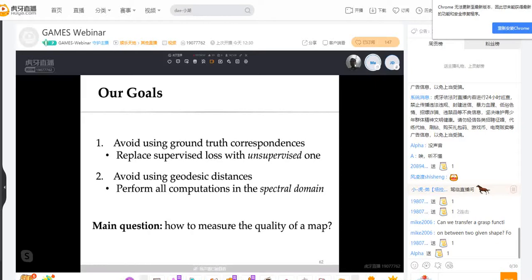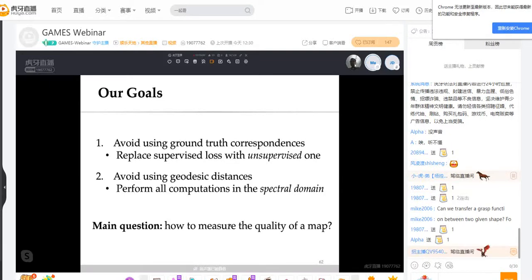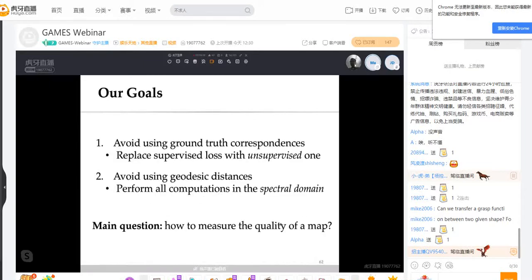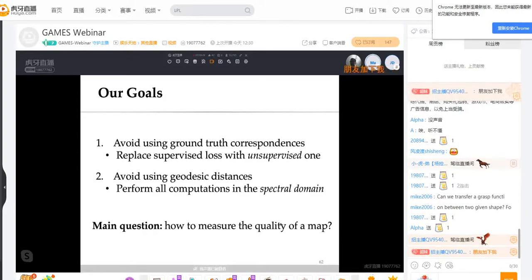And one question is, can we get rid of these supervised correspondences? And the second is that it uses geodesic distances and these soft correspondences, so the soft map here. And these matrices are very large, and computing geodesic distances requires computing a matrix of size n by n, where n is the number of points that is dense, and is the distances between all pairs of points. So this is very expensive. So one question we wanted to ask is, can you perform all of these computations in the spectral domain?